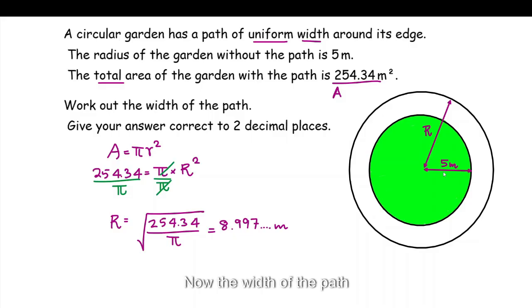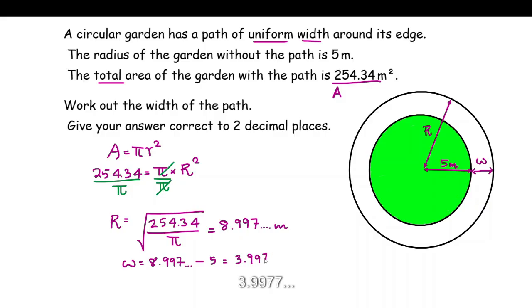That is the capital R, but I know the radius of the garden without the path is 5. Now the width of the path here, W, is obviously R take away 5. So the width should be 3.9977 ... The question says give your answer correct to 2 decimal places.